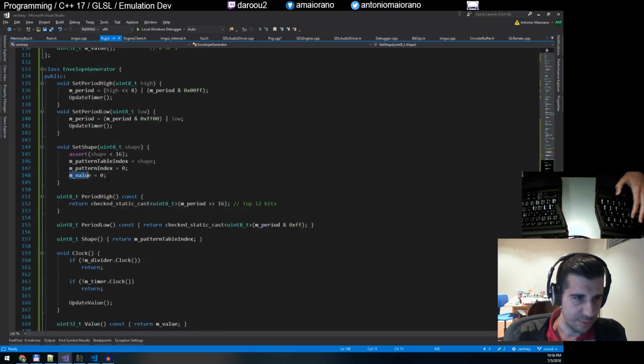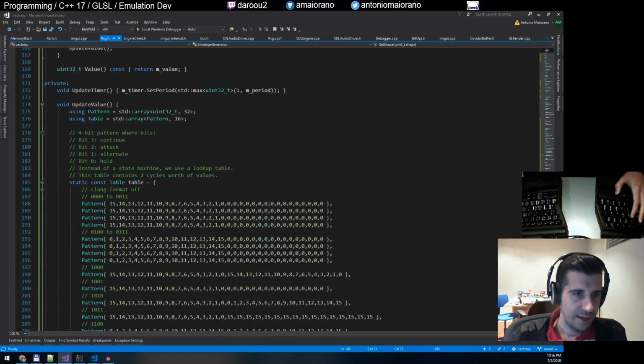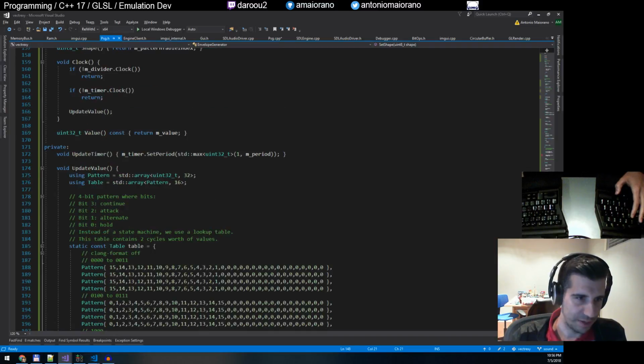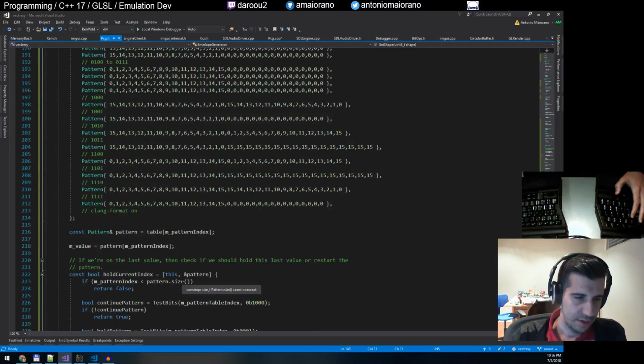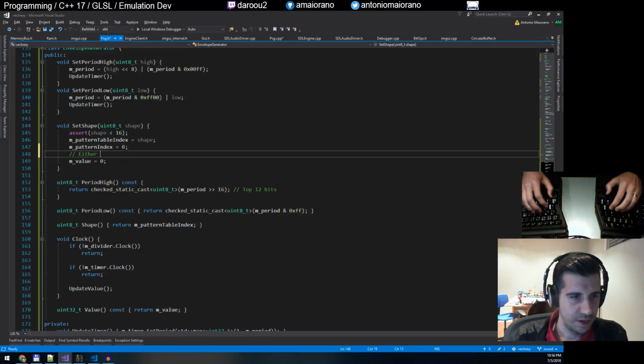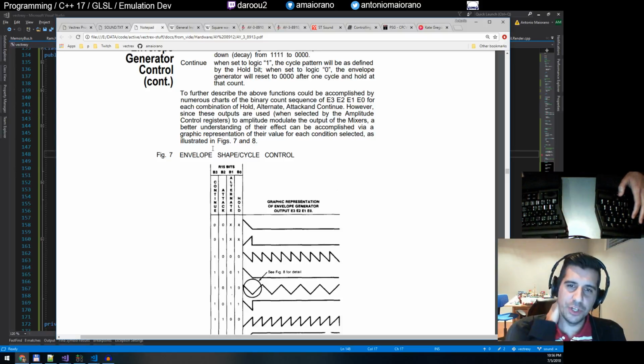It's either we do this, or we are supposed to actually update the value to the very first one. So we may have to call update value, kind of like get it primed, you know? So it's either reset value or call update value here. What it should be hardware-wise.